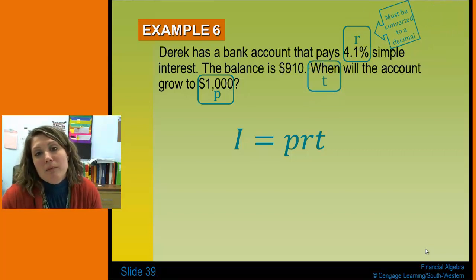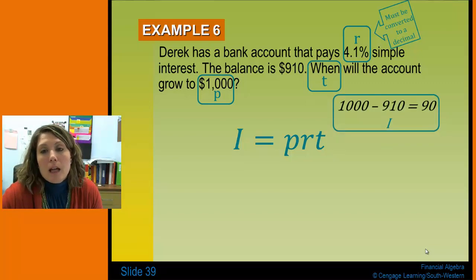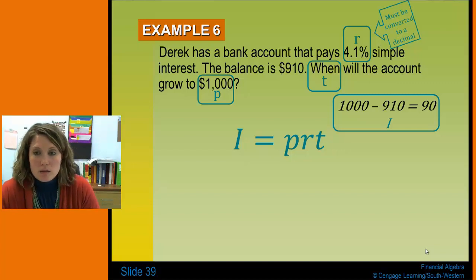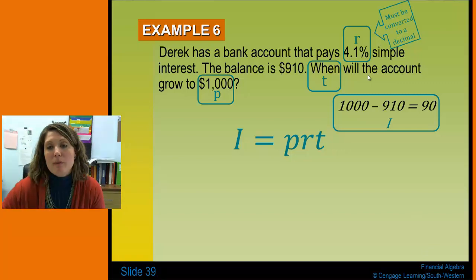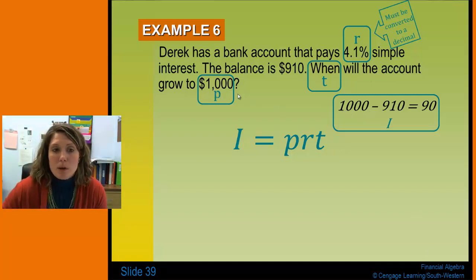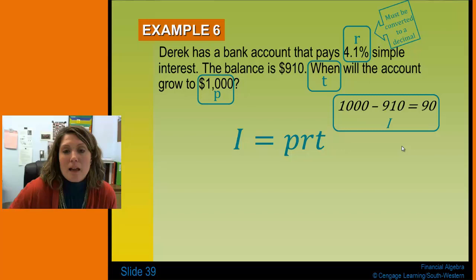So we're looking for the time factor here. And we know that the balance right now is $910. So the interest is going to be $90. They didn't tell us that, so we actually had to do this extra step of calculating the interest. We take the principal, which is what we're essentially going to end up with, and when will it make $90?